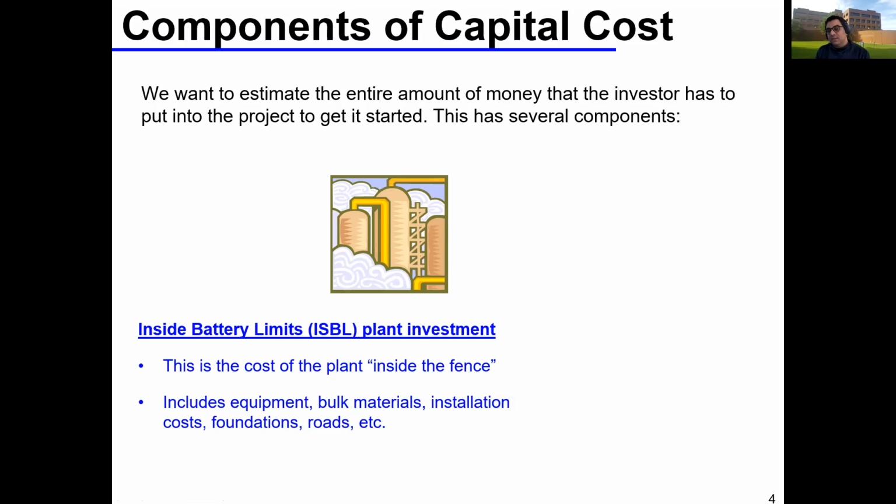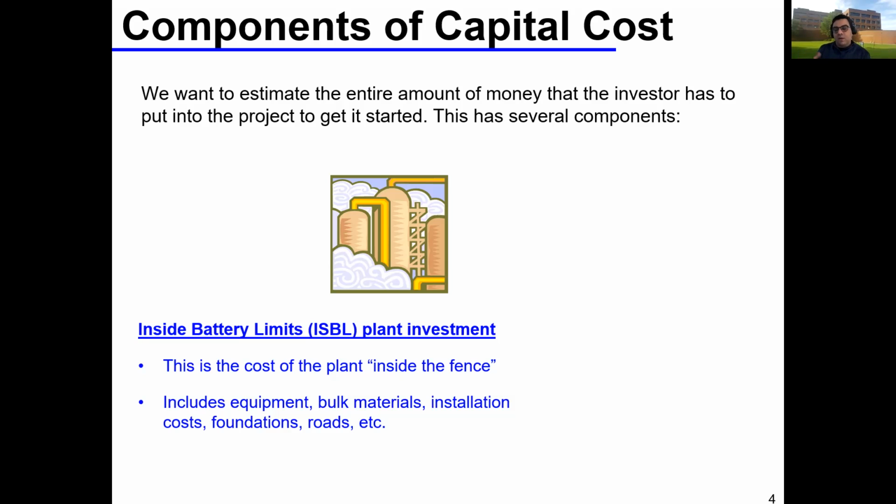First parameter is called inside battery limits plant investment, and this is the cost of the plant inside the fence. So if you think of your plant as one big plot of land, all the equipment are inside. This includes all your equipment, bulk material, installation costs, foundations, roads, etc.